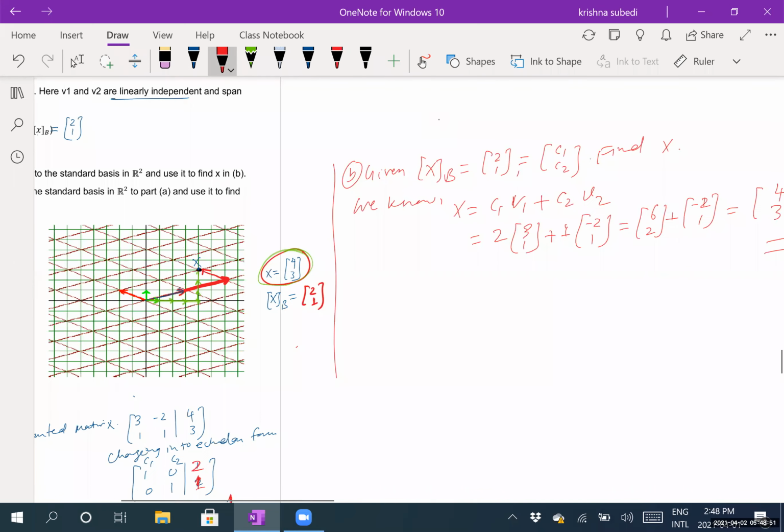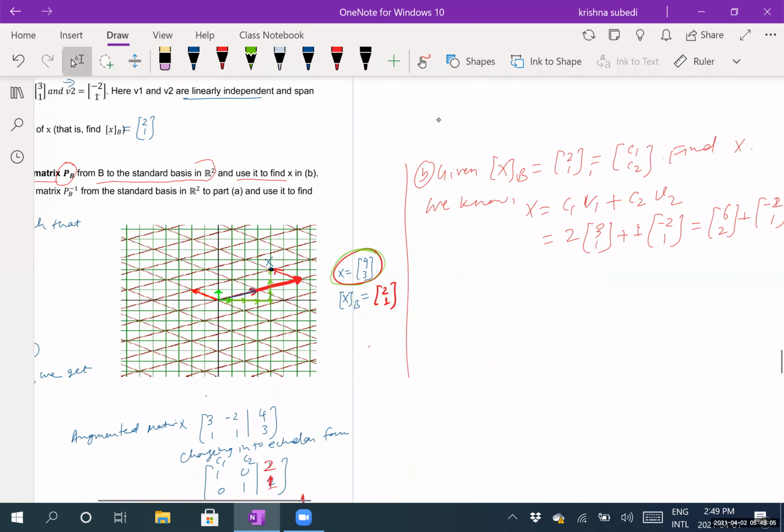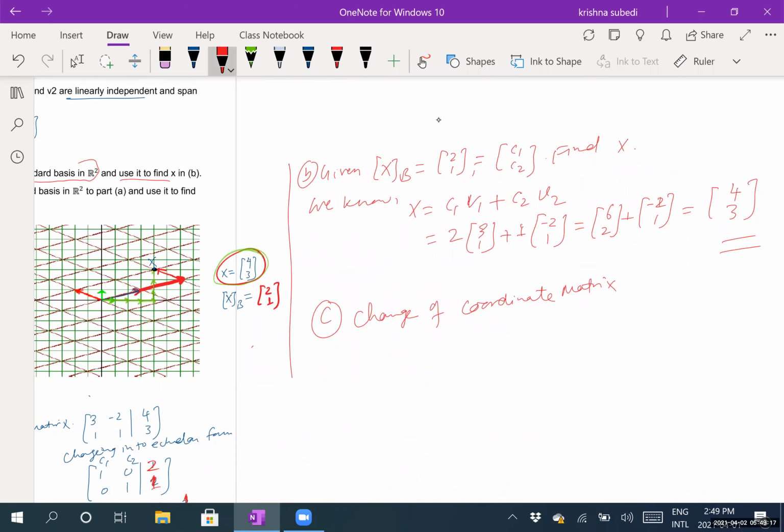Now, part C is: find the change of coordinate matrix PB from B to the standard basis in R2. That's what we already found in A. And use it to find X in B. Okay. Part C. Change of coordinate matrix is written as PB.